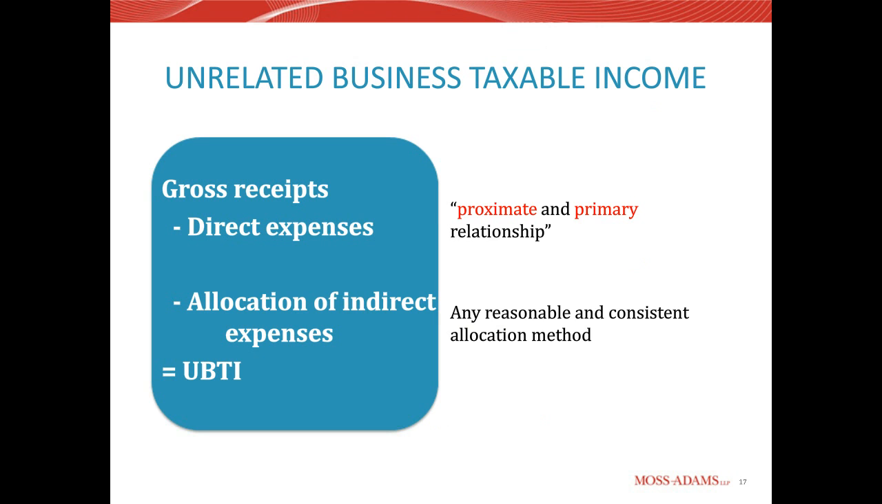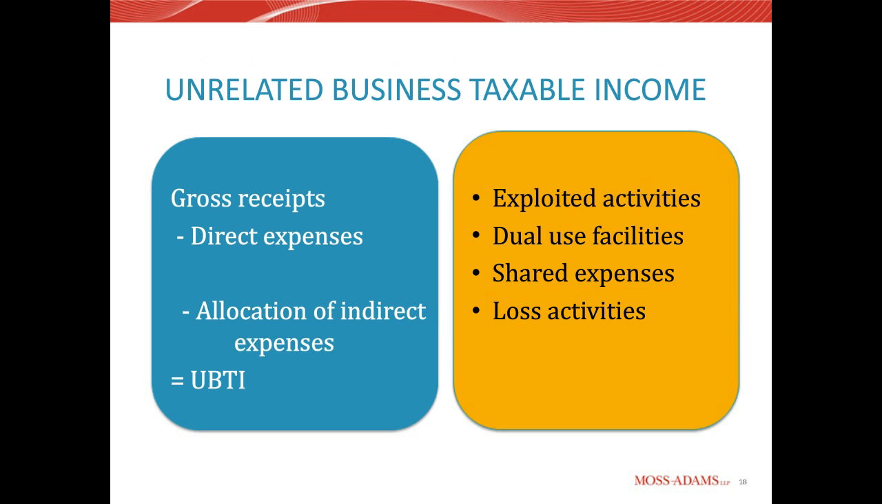In general, to calculate unrelated business taxable income, you take gross receipts from the unrelated activity, and you take out any direct expenses that are proximate and primary to the activity. Then you can allocate indirect expenses by using a reasonable and consistent allocation method. It is important to note that there are some exceptions to the general equation for calculating unrelated business taxable income. Exploited activities, dual-use facilities, shared expenses, and loss activities all take further investigating and researching to note what expenses can be expensed, as not all expenses may be deducted.